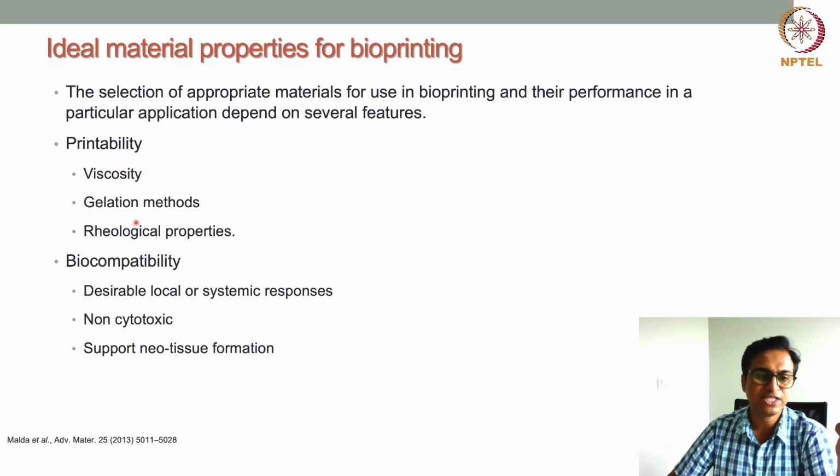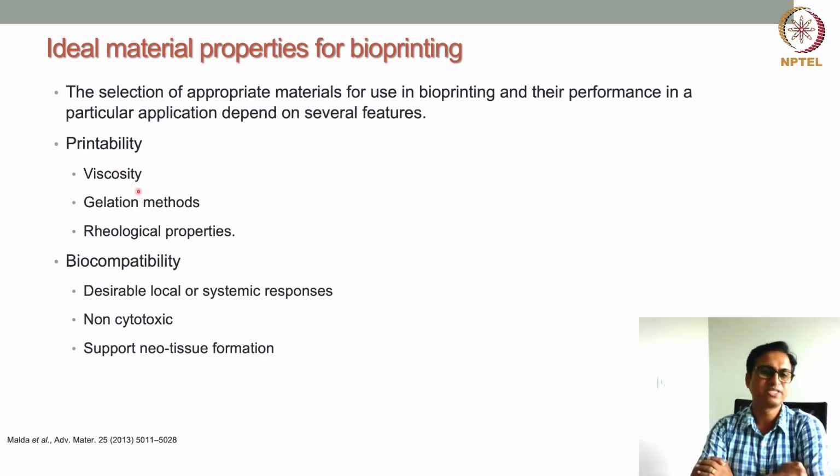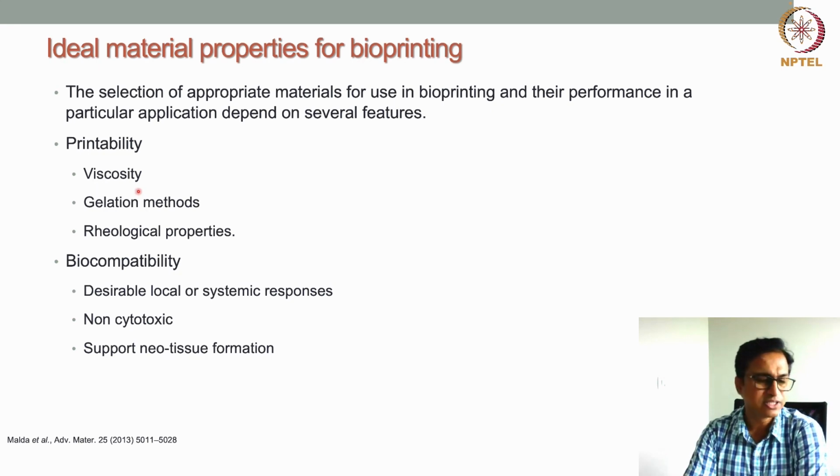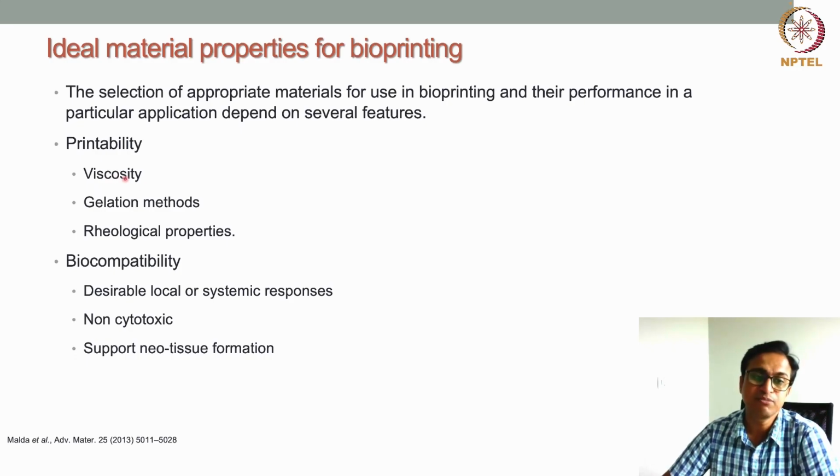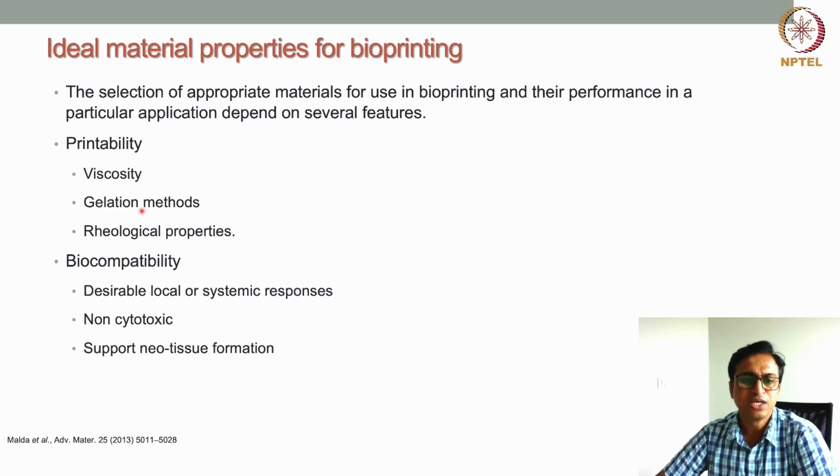Then the gelation method, as we mentioned in the earlier slide: after extrusion the material has to be solidified, so the gelation method is very important. The gelation process can start before deposition, but the material should not be fully cross-linked before extrusion, because otherwise it will prevent the extrusion of the material. That's why the gelation method is another important factor. What type of gelation method, and how fast the rate of gelation is, is also important. And then the rheological properties; we have discussed some of these, and we'll discuss more about them later. Those are very important for bioprinting.